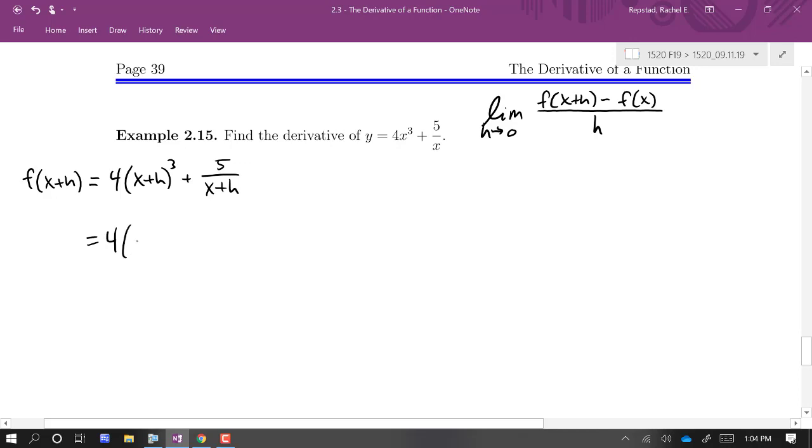So if you expand this out, you get x cubed plus 3x squared h plus 3xh squared plus h cubed. And then we can distribute that 4.